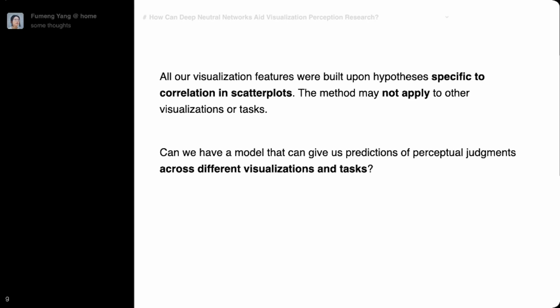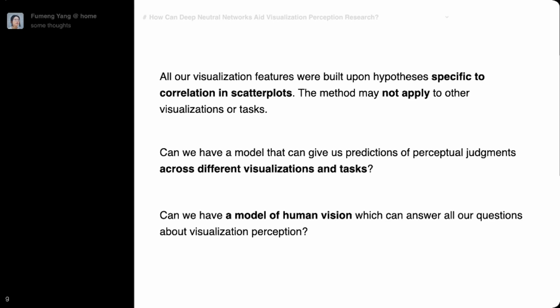Can we have a model that automatically predicts people's judgments across different visualization tasks to avoid doing the same thing again? And even more ambitiously, can we have a model for human vision which can give us predictions about any human perceptual judgment to answer all our questions about visualization perception?